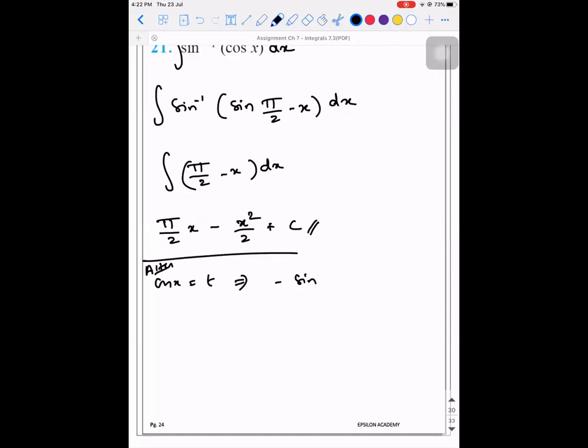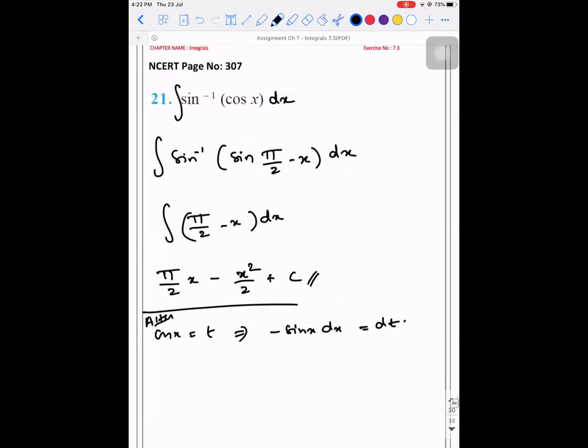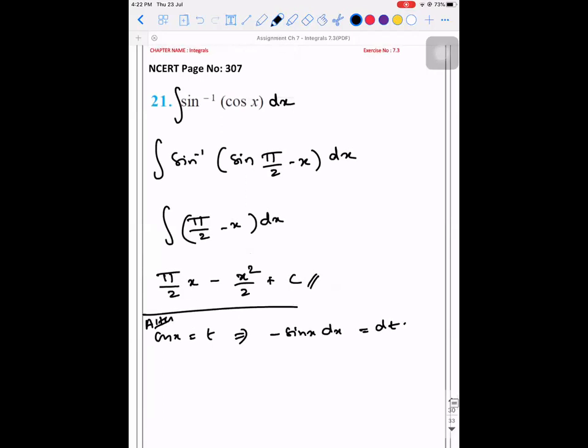So, minus sin x into dx is equal to dt. What should I do with this? I'm stuck. Sir, I don't know, sir. No, we cannot proceed. That's it.